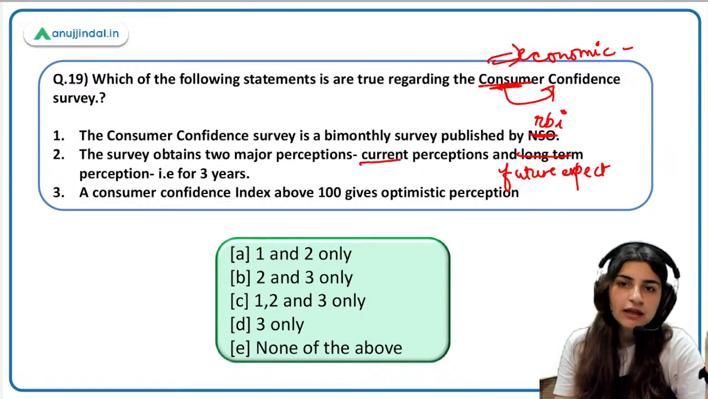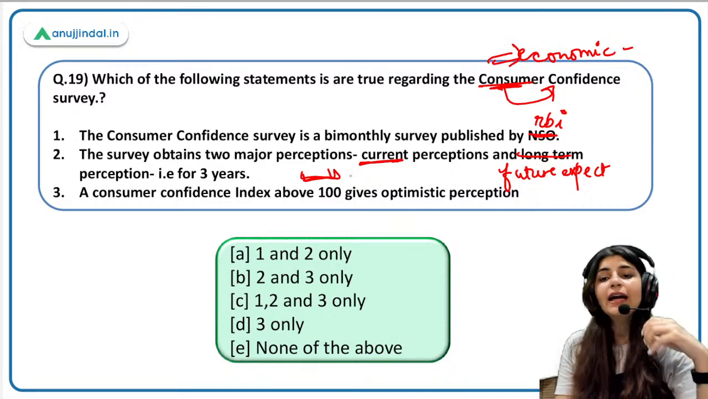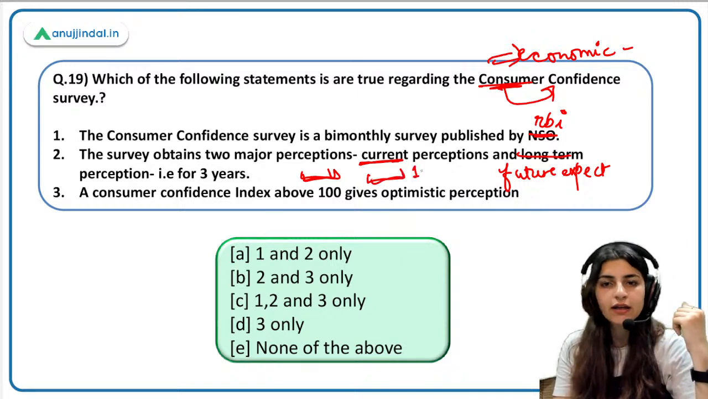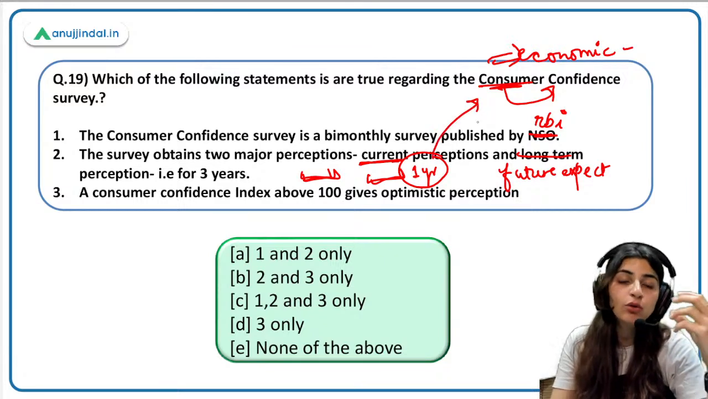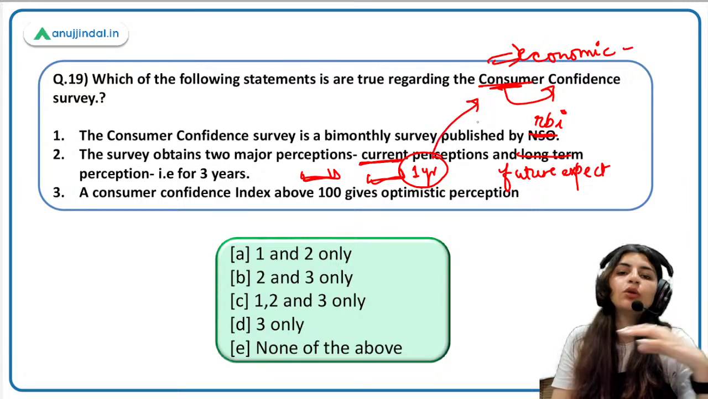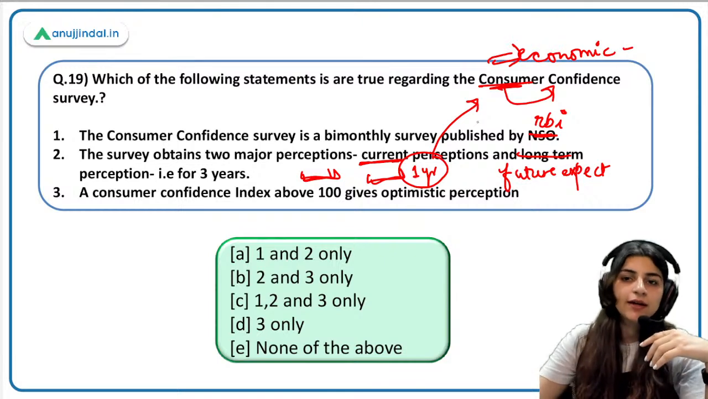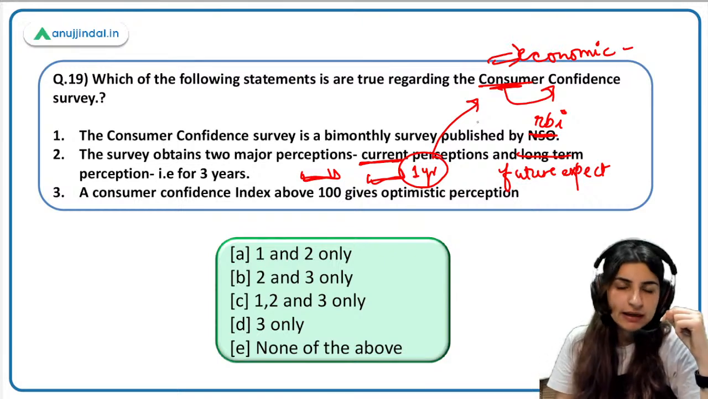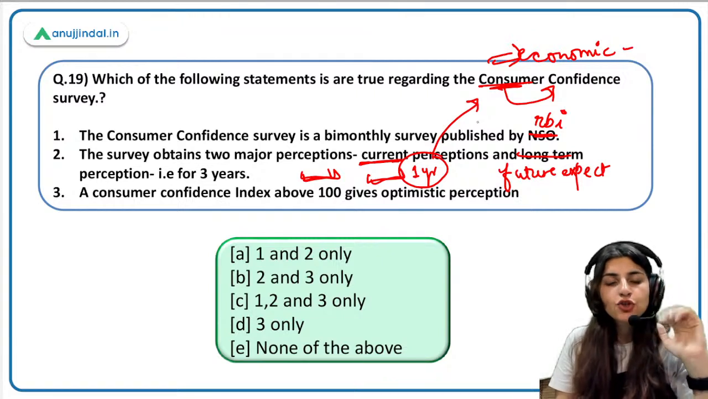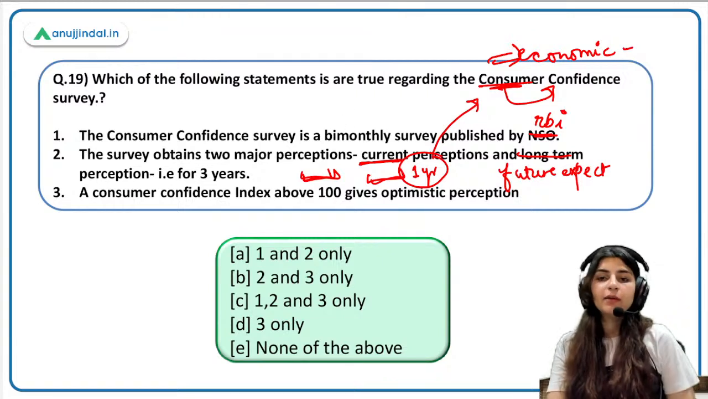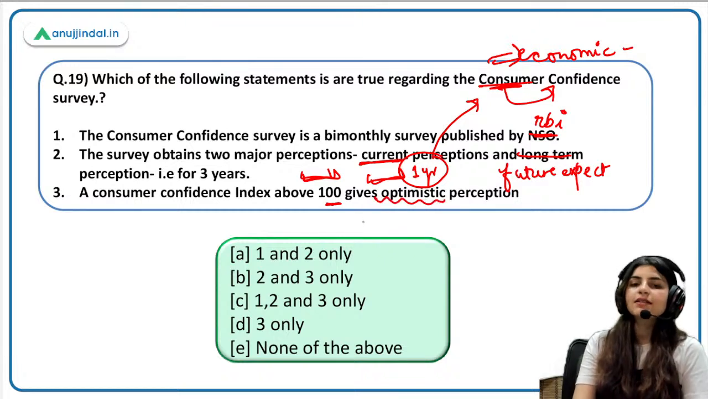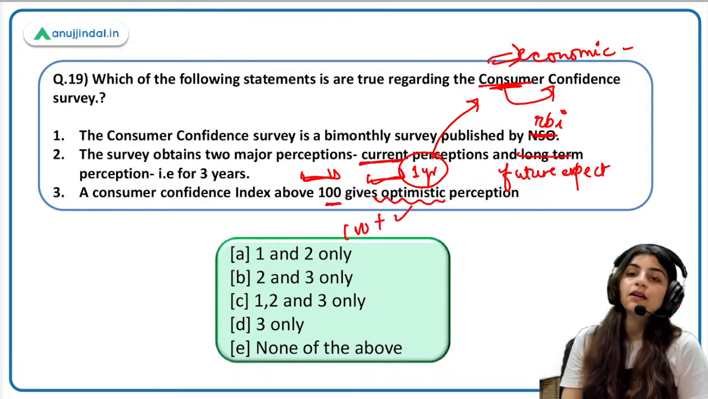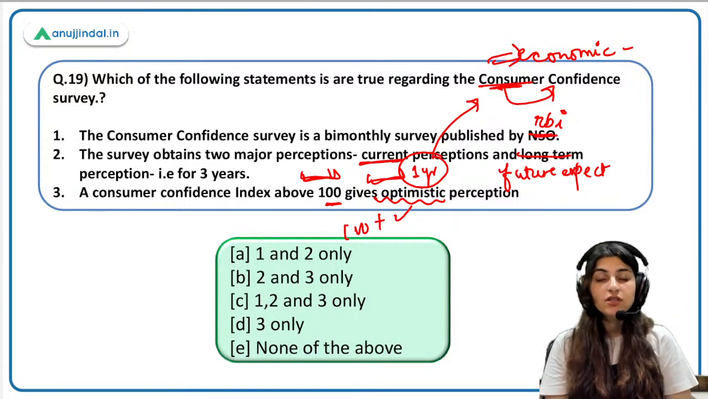So it is mapped in current perception, the perception that is going on in this current period, and future expectation, for the next 1 year, what is the perception of any consumer about the economy, or is he confident about the economic conditions, right? So this is mapped. This is future expectation for 1 year. A consumer confidence index above 100 means that there is optimistic perception. If it is more than 100, then it means that the consumer is optimistic, positive.